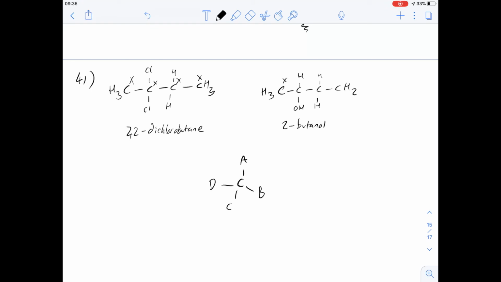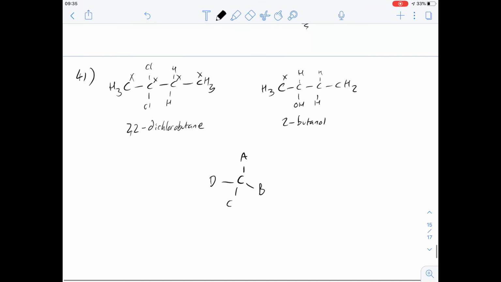What about 2-butanol? This one has 3 hydrogens, so they're all the same. This has 1 carbon, 1 hydrogen, 1 CH2 group. So a CH3 group on one side, hydrogen, an OH, and a CH2 group. So this is actually chiral. And then this one isn't, and this one isn't. So this one is possible because it has that 1 chiral carbon. So it is possible for 2-butanol, but not for 2,2-dichlorobutane. For this sort of thing, I think it's best just to draw them out and have a look, go through it one by one. So the answer for this one then is going to be B.